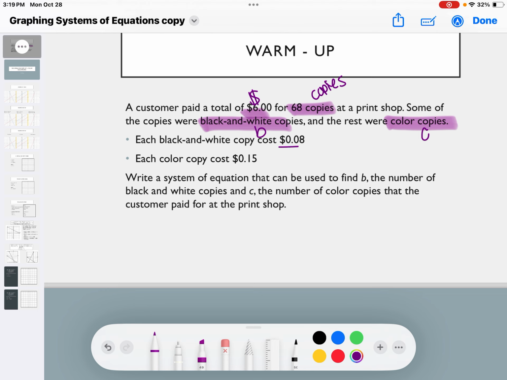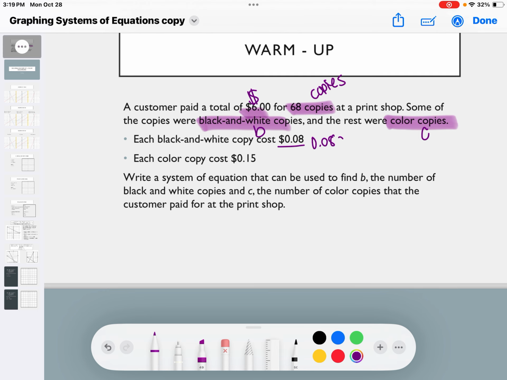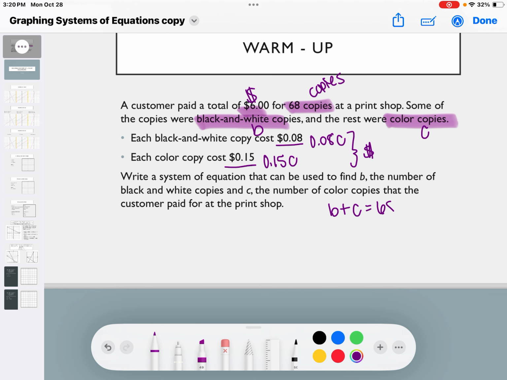Each black and white copy costs 8 cents. So I know when I'm talking about money, it'll be 0.08 B, and each color copy costs 15 cents. So 0.15 C. Okay, only when this refers to the money. Write a system of equations going to be used to find B, the number of black and white copies, and C, the number of color copies. All right, so if I have 68 copies in total, my first equation can be B plus C equals 68. And if I spent $6, right, I'm going to use those coefficients, okay, to do my money equation. And those are my two equations.